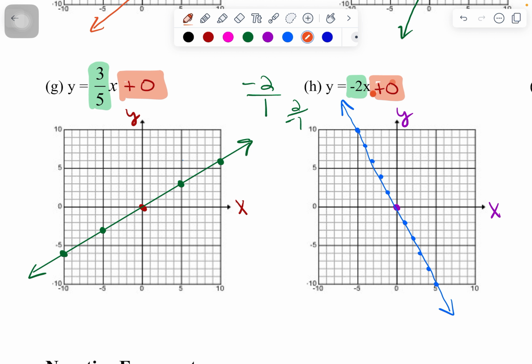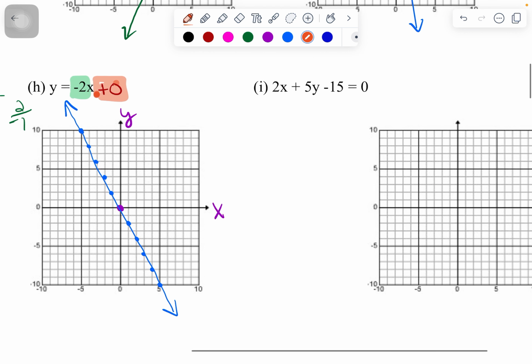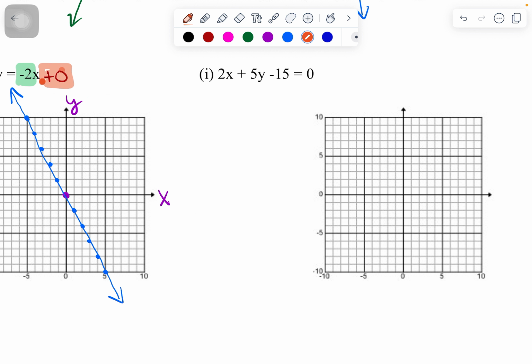Let's take a look at what fun surprises part I has in store for us. And the fun surprise for part I is that it's not written in the right format. And the problem is we need it to be written in the right format to be able to get our intercept, to be able to get our slope, and so that's what we're going to do.